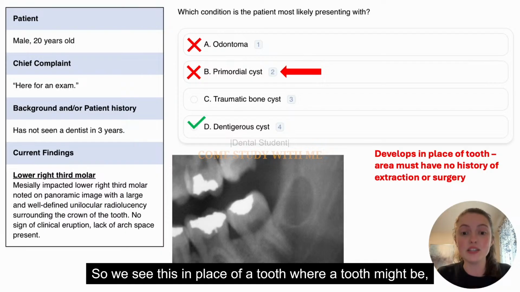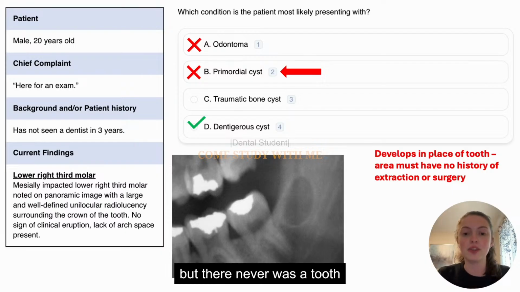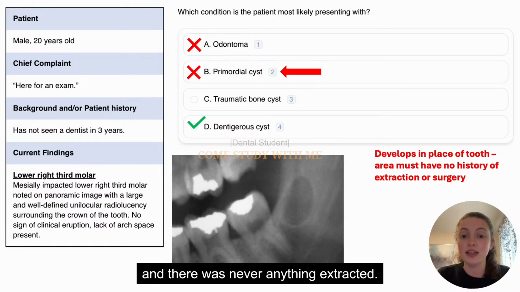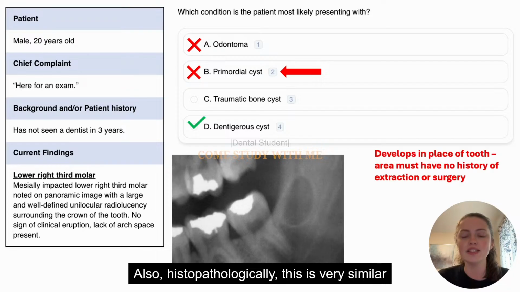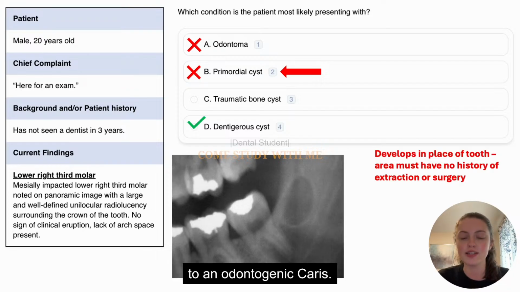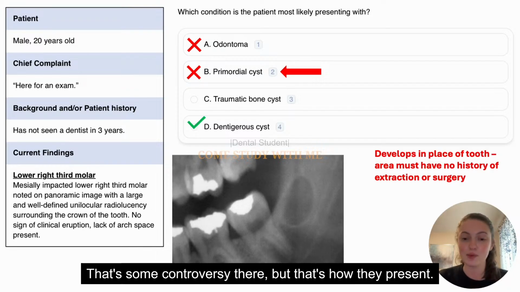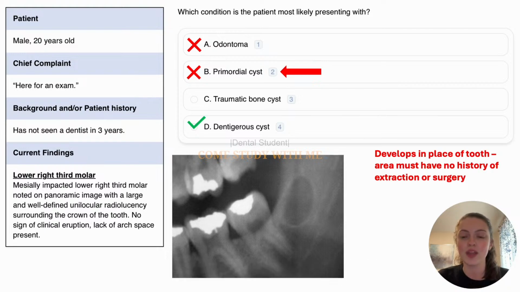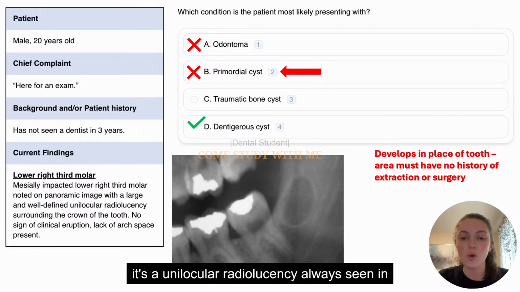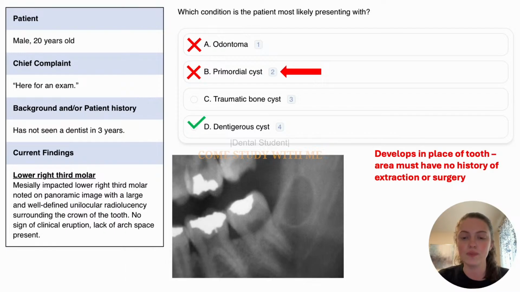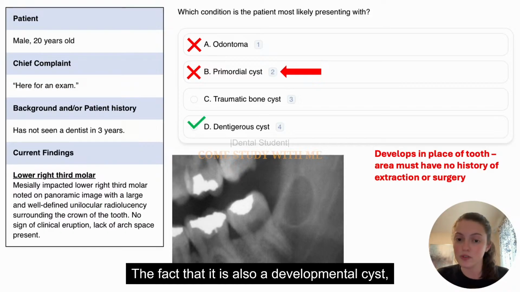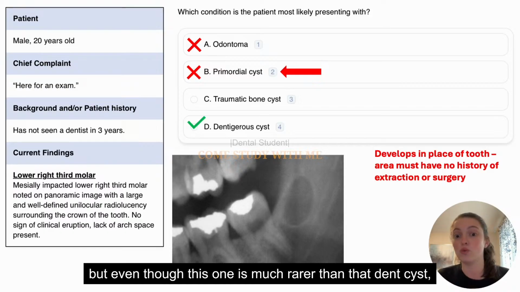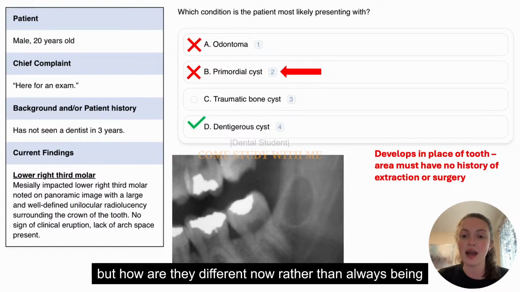So we see this in place of a tooth where a tooth might be, but there never was a tooth and there was never anything extracted. That's how you know what you're seeing. Also, histopathologically, this is very similar to an odontogenic keratocyst. Some people think they're the same, there's some controversy there. Radiographically, as you can see in this image, it's a unilocular radiolucency always seen in an area of a missing tooth. So how is this similar to a dentigerous cyst? It is also a developmental cyst, even though this one is much rarer. But how are they different?